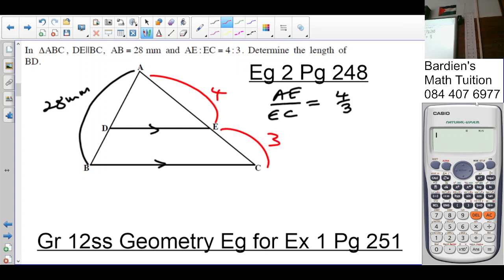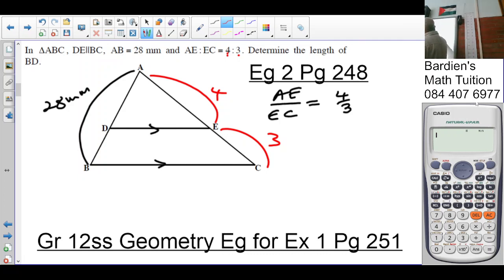It could be 4 and 3, but it could also be 400 and 300. It could also be 12 and 9, could be 40 and 30. You guys understand? So this is a ratio. As we know, when we dealt with ratios in grade 9, there is no SI unit here. That is why it doesn't say meters, millimeters, kilometers. It doesn't give you a length. So that is a simplified version of this.